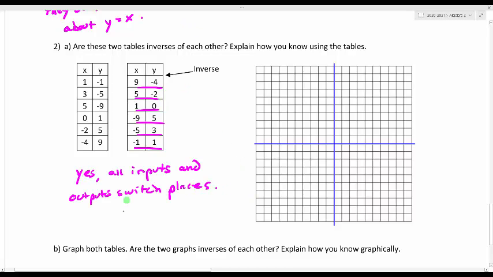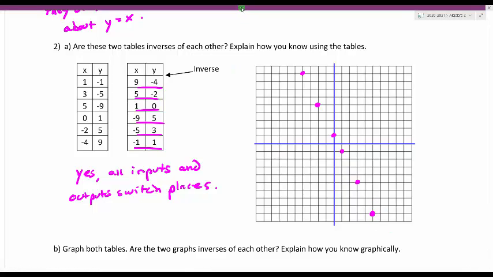Okay. And then it's asking us to graph both tables, and they want to know are the graphs inverses of each other. So based on what we're seeing in the table, we should see an inverse when we get to the graph. So let's focus on graphing this one first. So I'm going to go 1, -1, plot a point. So just plot the points that are in the table. 1, 2, 3, and then we're going to go down 5. So 1, 2, 3, 4, 5. Then we got 5, -9, so 1, 2, 3, 4, 5. 1, 2, 3, 4, 5, 6, 7, 8, 9.